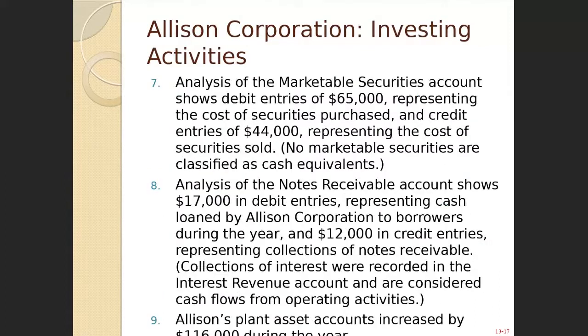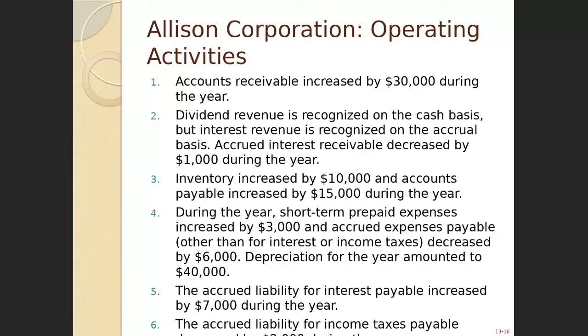All right, so let's look at the equation. If we look at some of our supporting information here, and this is why the additional information section is so important. Look at number 4 in the additional information. During the year, short-term prepayment expenses increased by $3,000. So that means that was a use of cash for $3,000, but also accrued expenses payable for other than interest or income taxes decreased by $6,000. Remember, the only way accounts payable decreases is if you use cash. The only way short-term prepaid expenses, which is an asset account, increases is by using cash of $3,000.